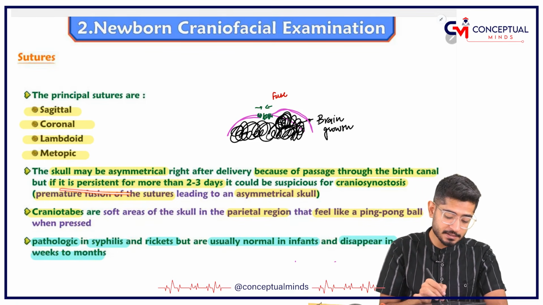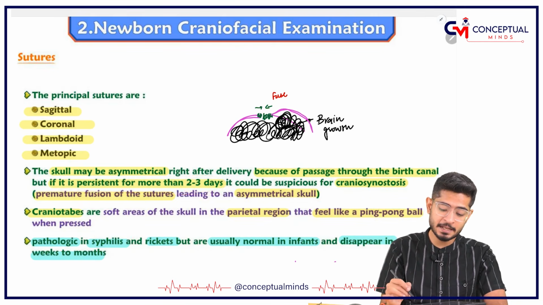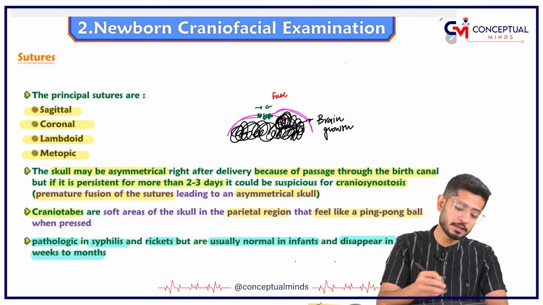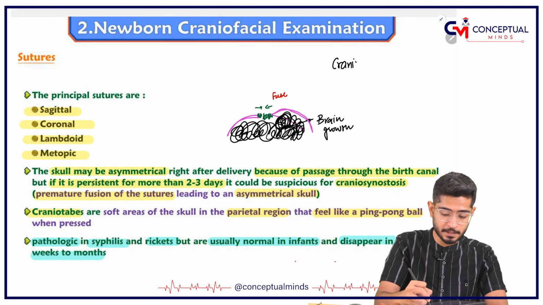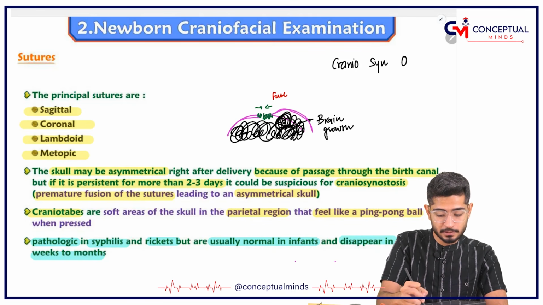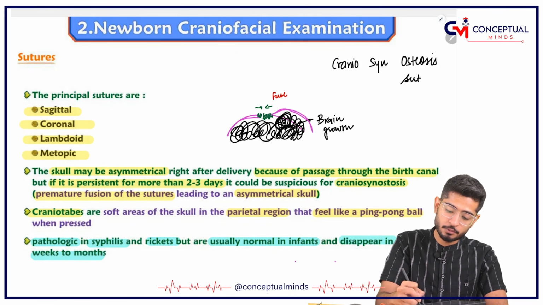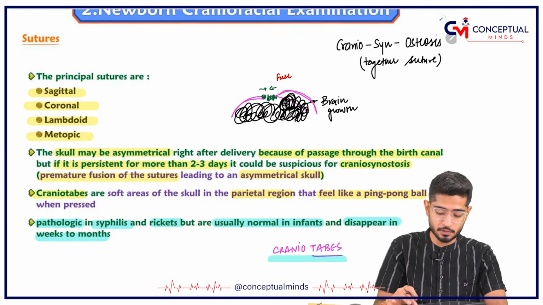But if it is persistent for 2 to 3 days, it is suspicious of craniosynostosis. Cranio means of course brain, syn means together, osteosis means formation of bone. So formation of bone, I mean the sutures are coming closer. Okay, so sutures are coming together. This condition is called craniosynostosis.